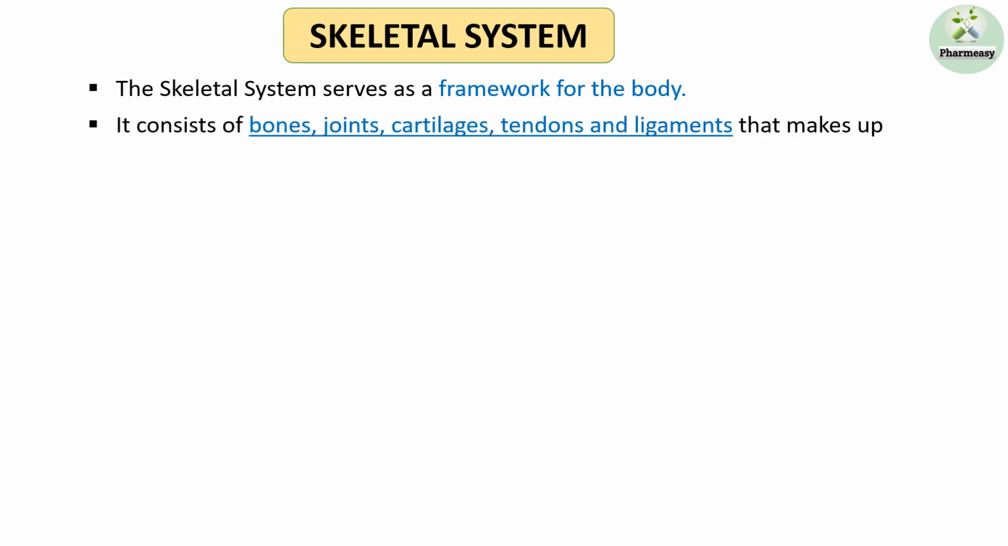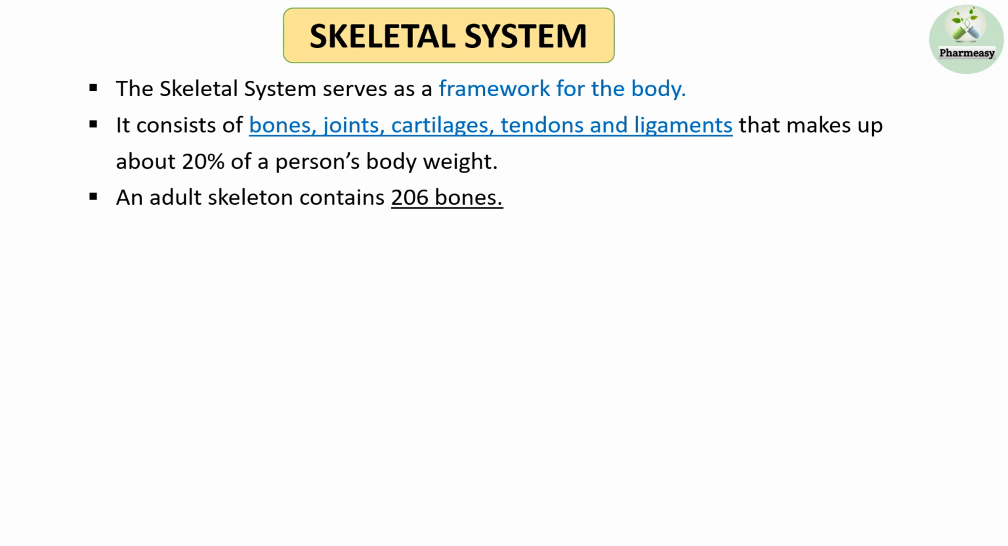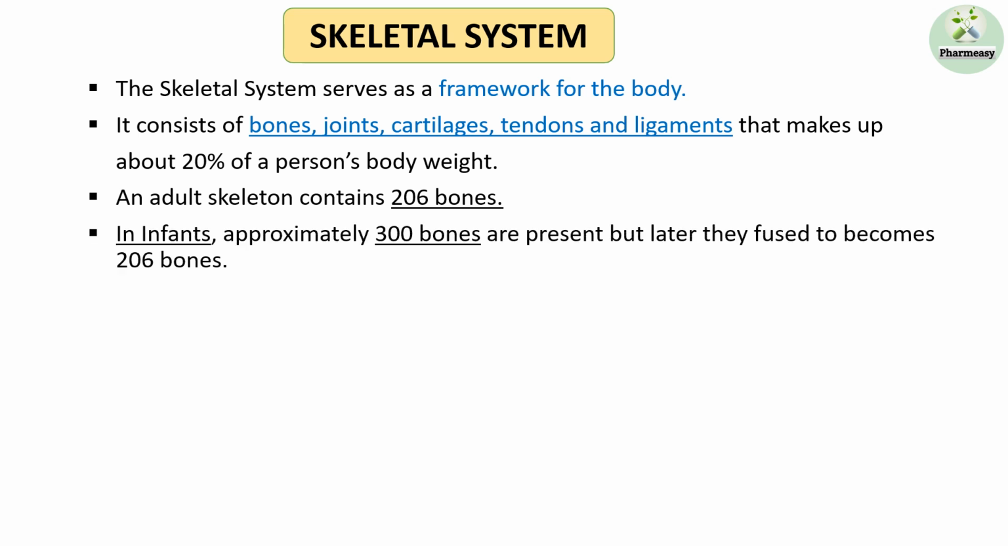It serves as a framework for the body, and it includes bones, joints, cartilage, tendons, and ligaments. Skeletal system makes up about 20% of a person's body weight. There are a total of 206 bones in an adult, and in infants there are approximately 300 bones, but they fuse after some time and form 206 bones. In this video lecture, we will discuss all these 206 bones.